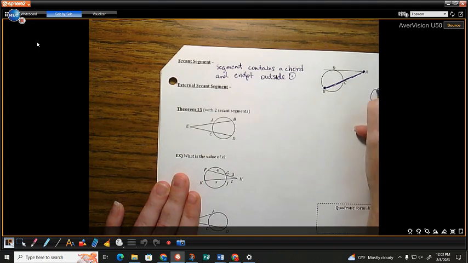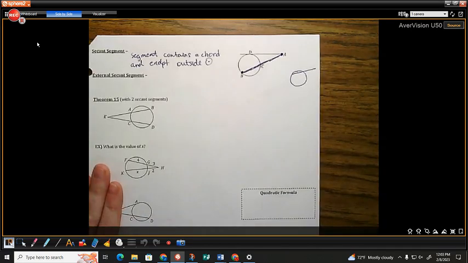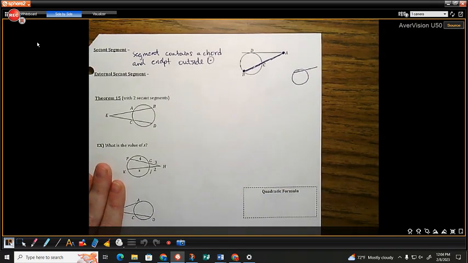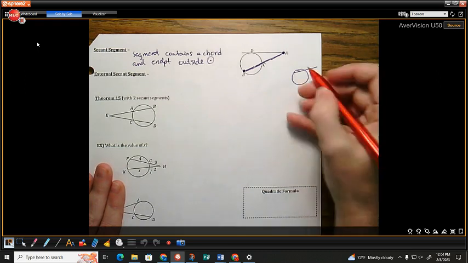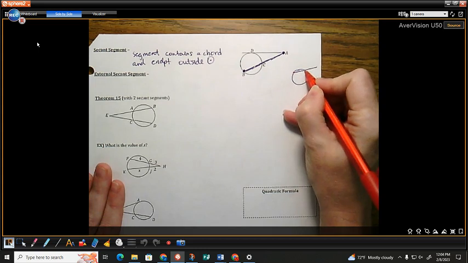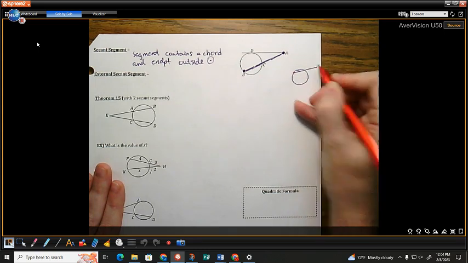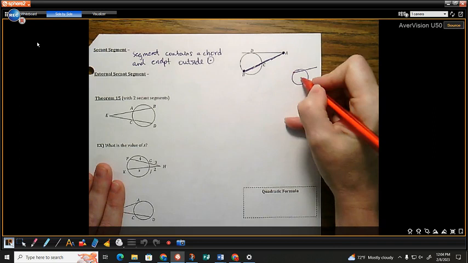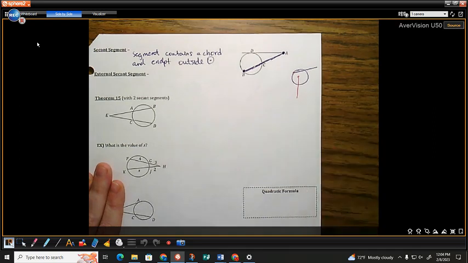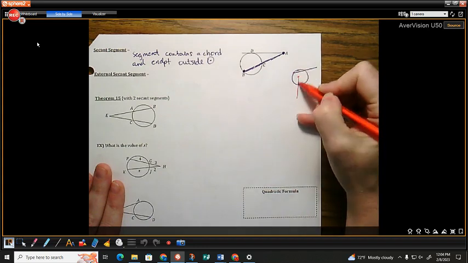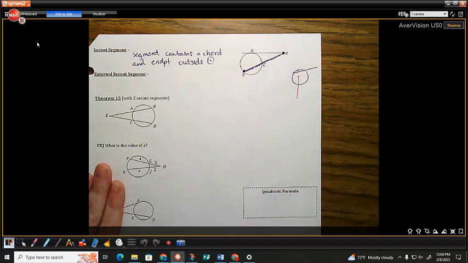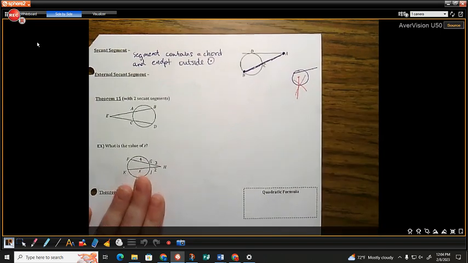Would this be a secant segment? Does it contain a chord? Is one of its endpoints outside the circle? No. Because it doesn't contain a chord. It contains just a radius. Okay? So that one wouldn't be allowed.